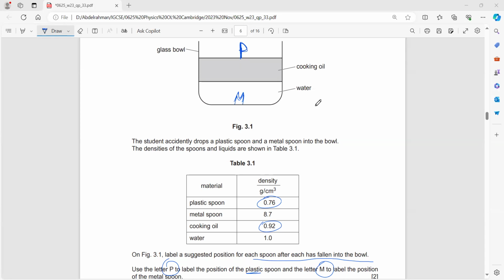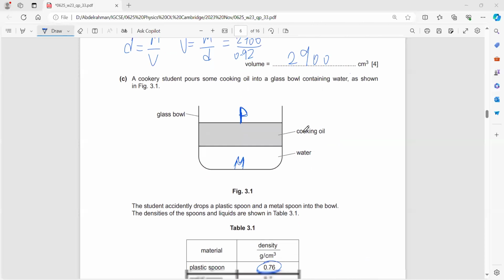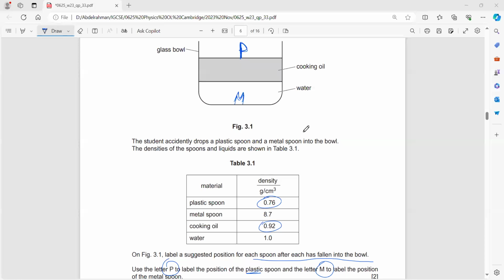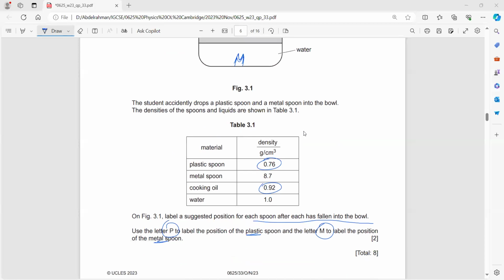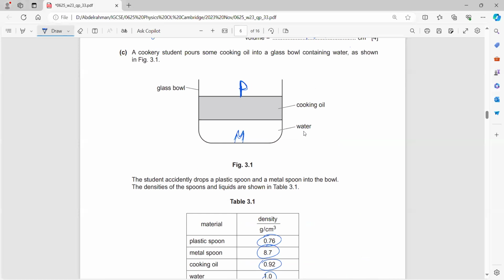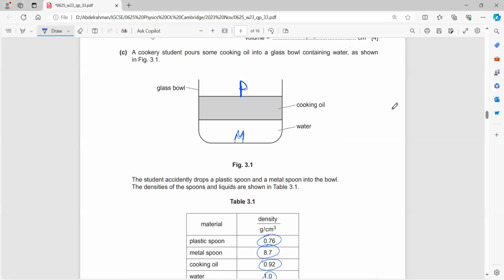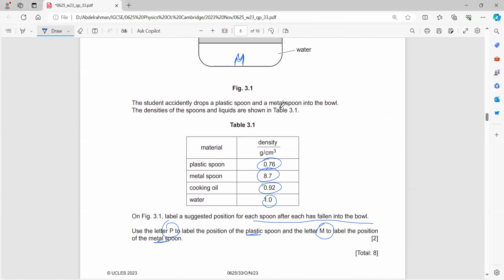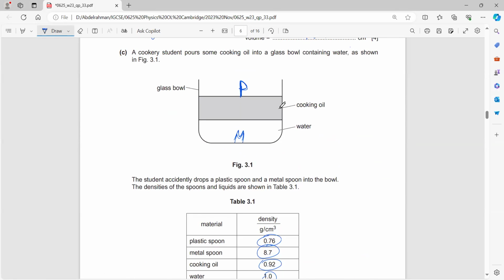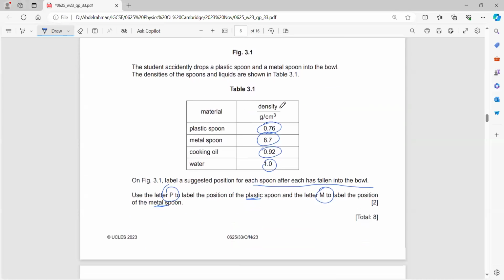It's an easy question. The plastic spoon is less dense, so it will float. The metal spoon is more dense. 8.7 is more dense than the oil, so definitely it will sink to the bottom of the bowl. Okay? Any questions? Yes, P is above, M is below. Good.